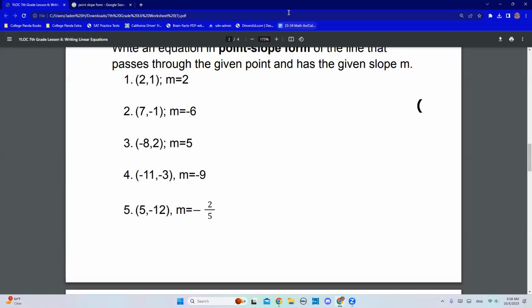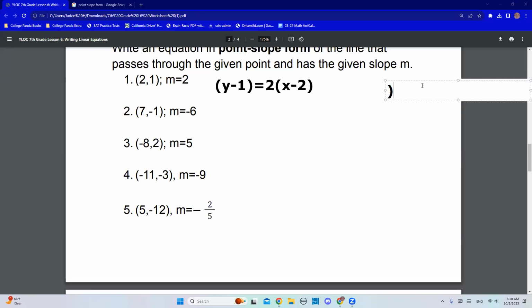So for example, in point-slope form, if we know that (2, 1) is on the graph and the slope is 2, we would do y minus 1 equals 2 times x minus 2. The reason why we would do minus 1 and minus 2, even though it's positive 1 and positive 2, is that it's the way that this equation is formatted.